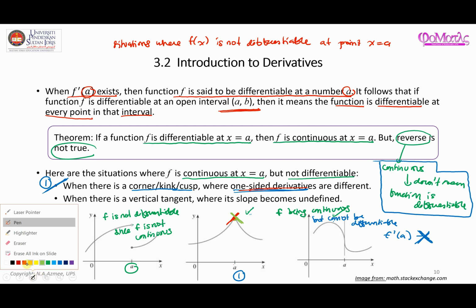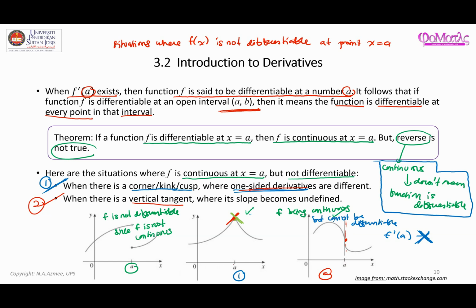Now let's look at the second case. This is where you have a vertical tangent and the slope becomes undefined. At point a, if you construct the slope, it is going to be a vertical slope, so it becomes undefined because you have a vertical tangent.